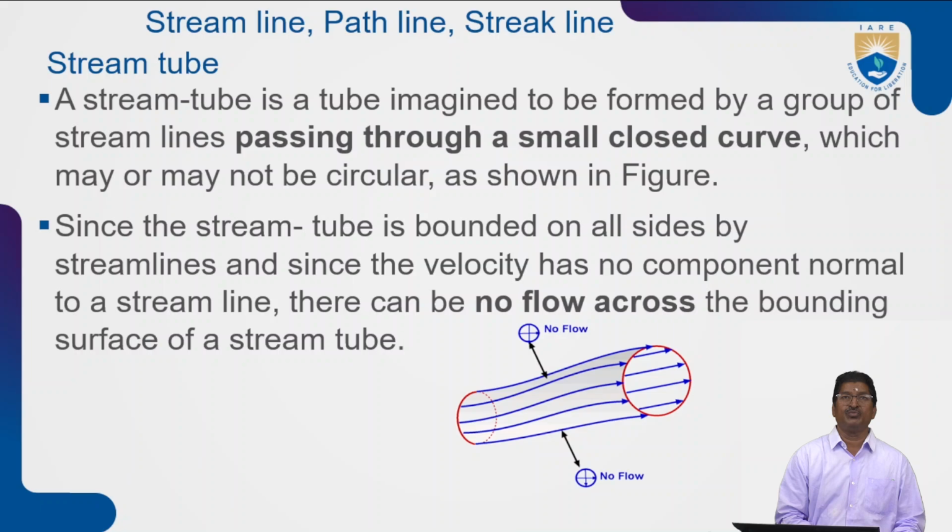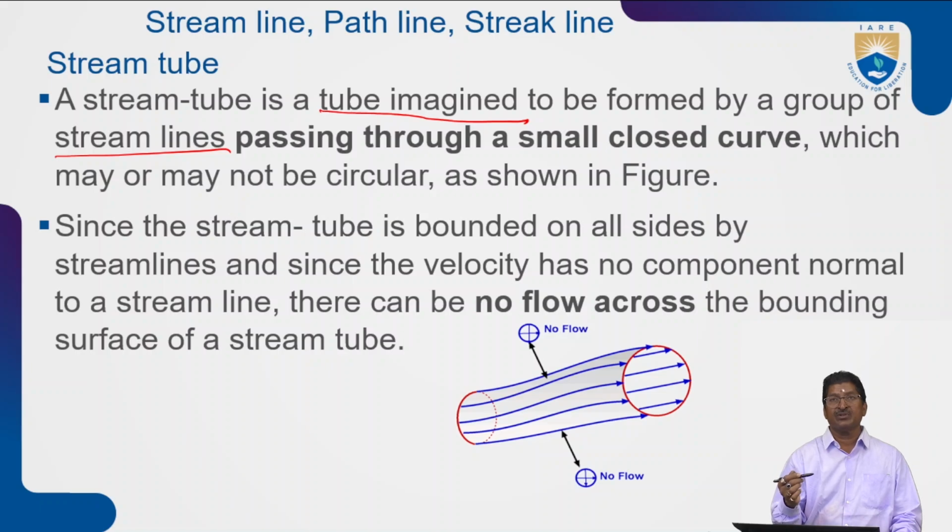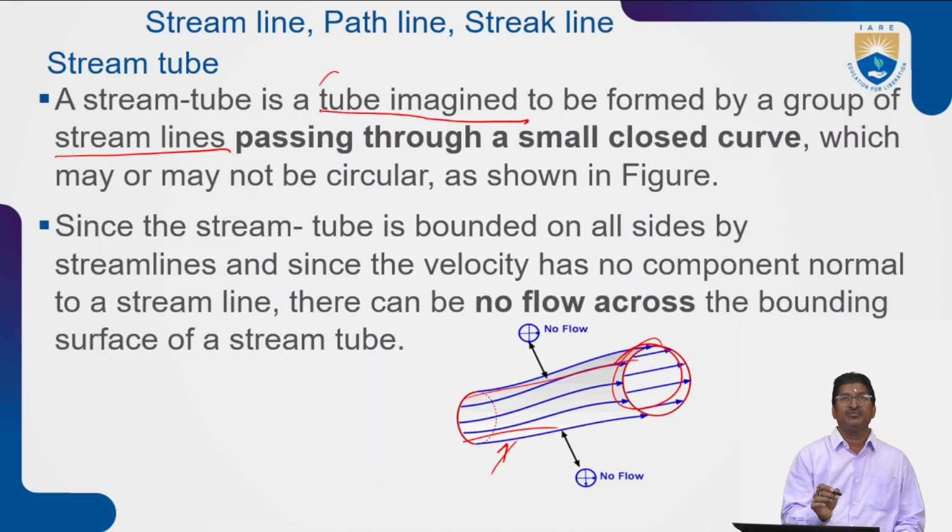Another one is the stream tube. What is this? This is also a tube imagined to be formed by a group of streamlines. A streamline is an imaginary line. Similarly, a number of streamlines passing through a small closed curve form what is called a tube. Okay, these are all the streamlines, and like this it is a tube. This is a stream tube here. So a stream tube is a tube imagined to be formed by a group of streamlines passing through a small closed curve, which may or may not be circular.